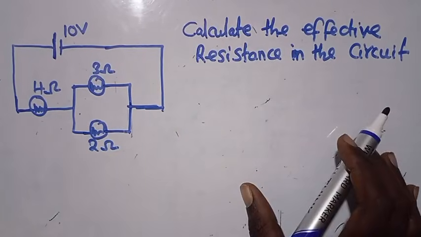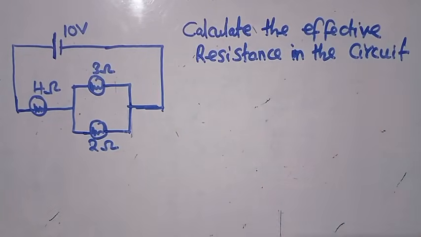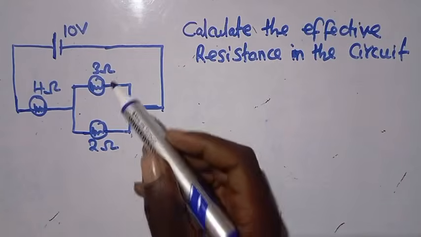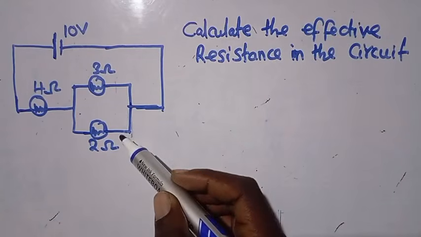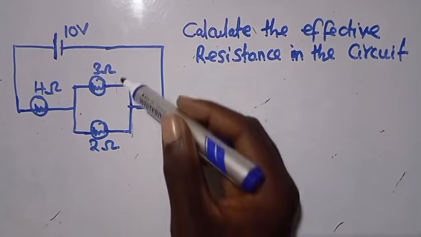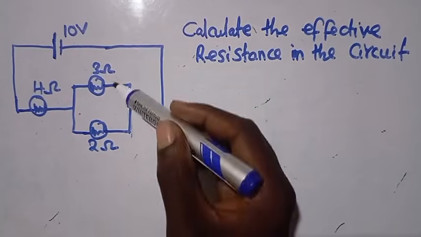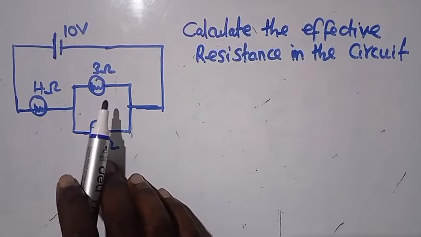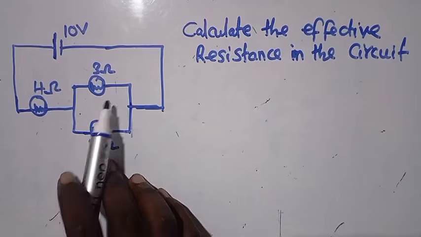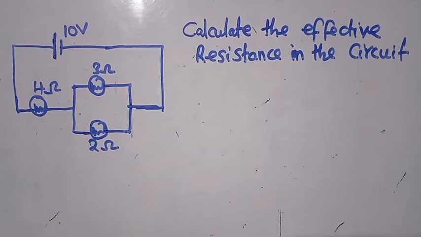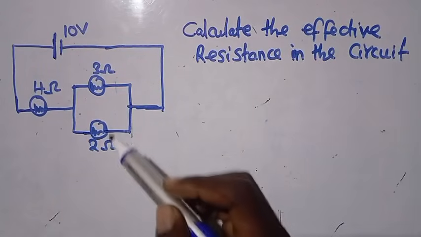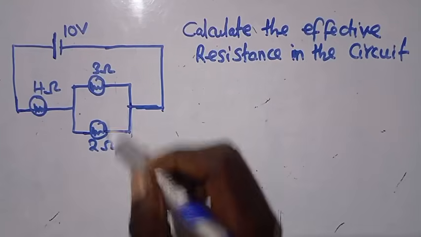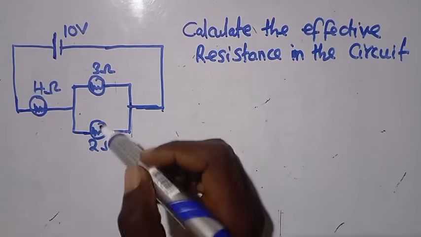Calculating the effective resistance in the circuit, you need to understand that these two resistors are connected in parallel. So we need to find the total resistance just between these two. Then after finding that one, it is going to be in series with the other one. Finding resistors in series, you just need to add them. It is very simple. These two are given in parallel, so we find the total resistance here.